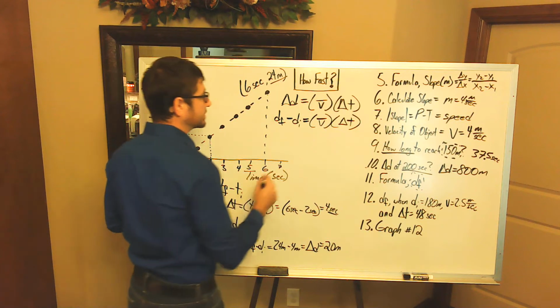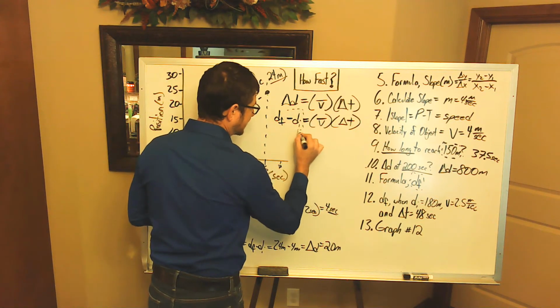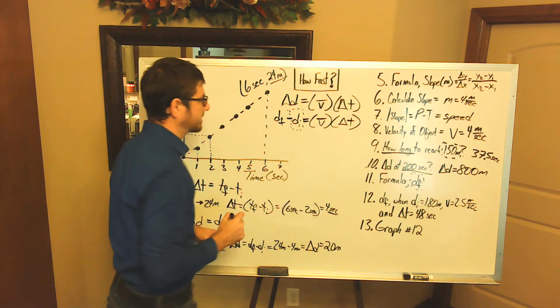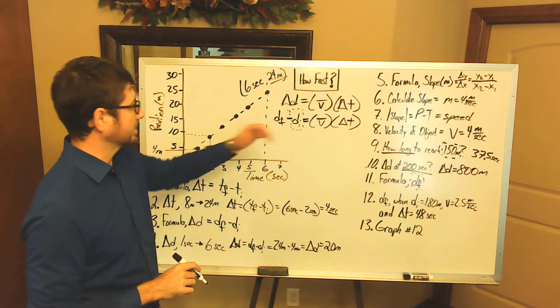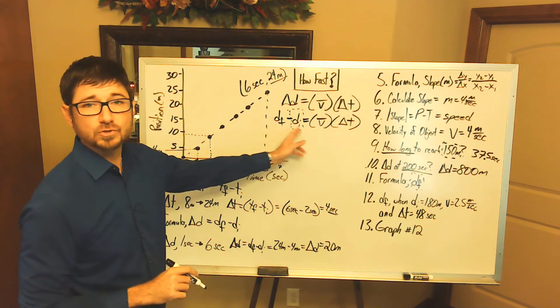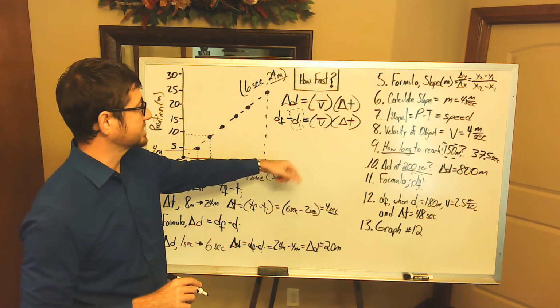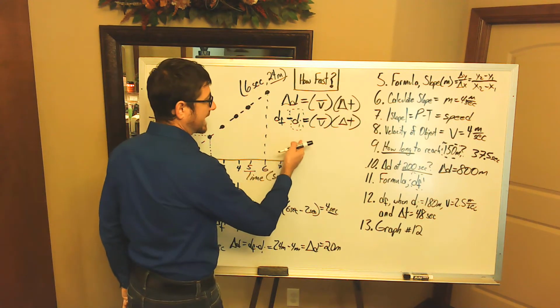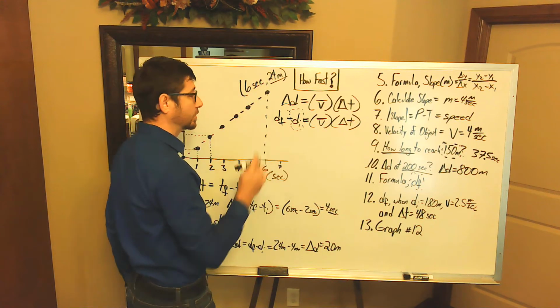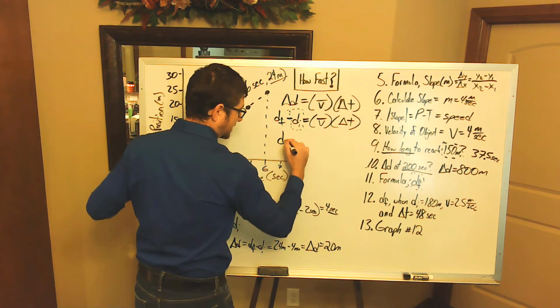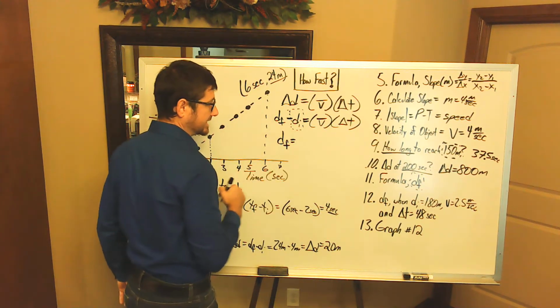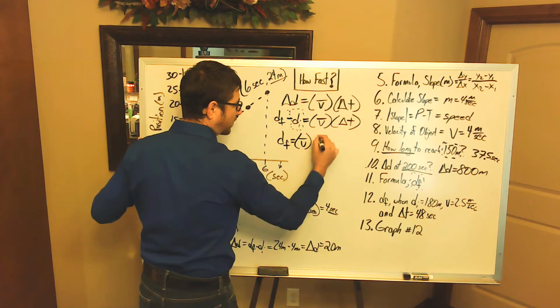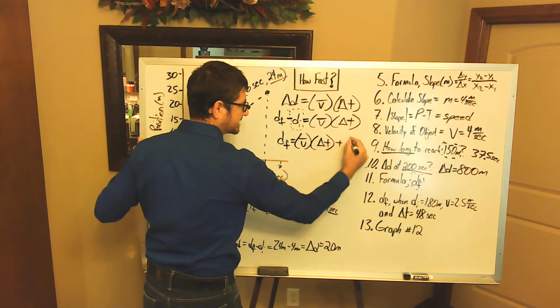Now, what we want to do is actually get rid of our initial displacement. On the left-hand side, we're subtracting initial displacement, so we need to do the opposite operation, which is going to be add initial displacement to both sides. So my equation is going to be d sub f equals v bar delta t plus d sub i.